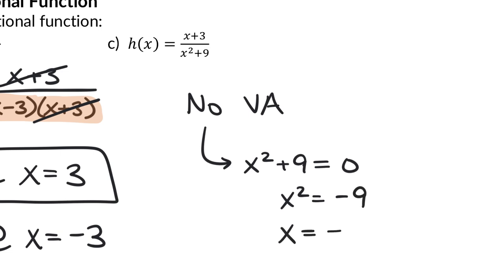And that x is equal to positive or negative 3i. And again, is 3i a location on a real graph? No, vertical asymptotes are only going to appear at real locations on a number line. So if you get a plus or minus i number, first of all, check your work. And second of all, there is no vertical asymptote for that particular graph.